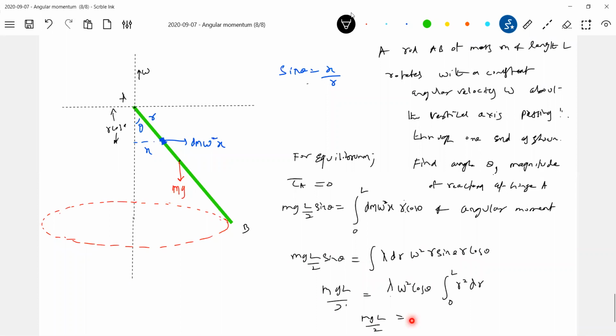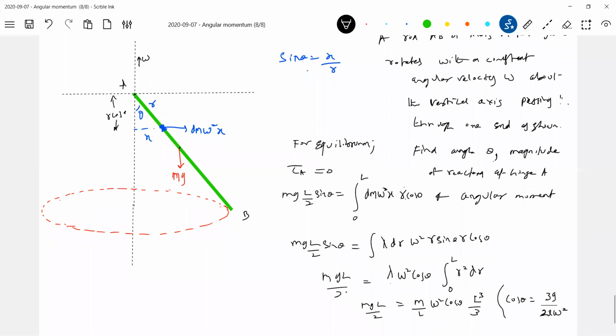mg L by 2. Lambda is M by L, omega square cos theta, and this will be L cube by 3. Theta is what is being asked. So M cancels, and one L also cancels here. So finally, cos theta should be equal to 3g by 2L omega square. I'm writing that in the corner. Check it once. This is the angle made by the rod with the vertical when it is swinging. So we found the angle theta.